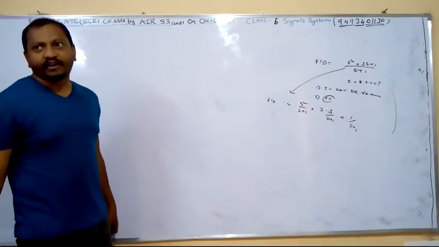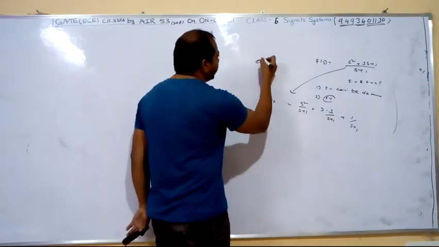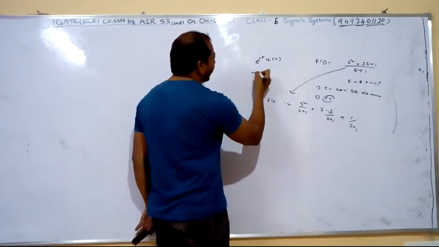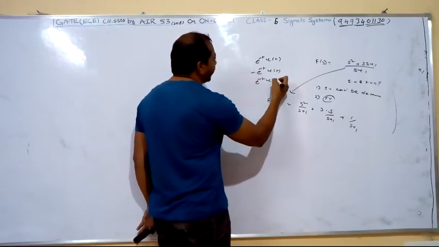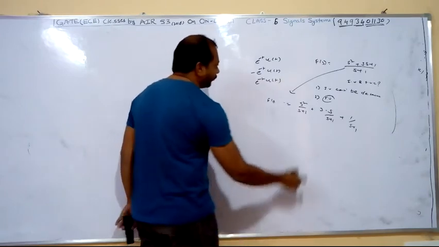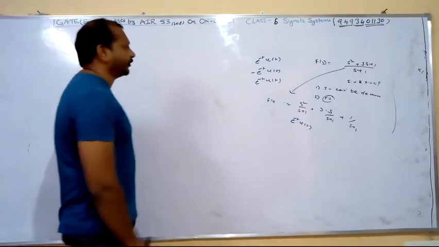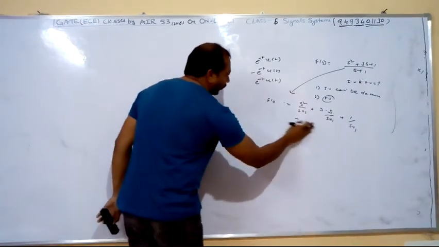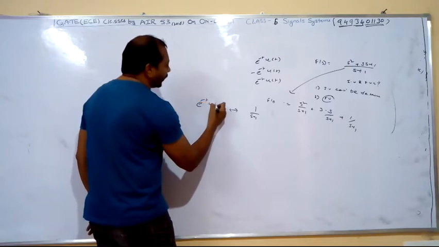Two times of differentiation is required because of this s². Two times of differentiation of e^(-t) u(t), one time differentiation of e^(-t) u(t), and again differentiation gives terms with e^(-t) u(t). For 1/(s + 1), the corresponding function is e^(-t) u(t).